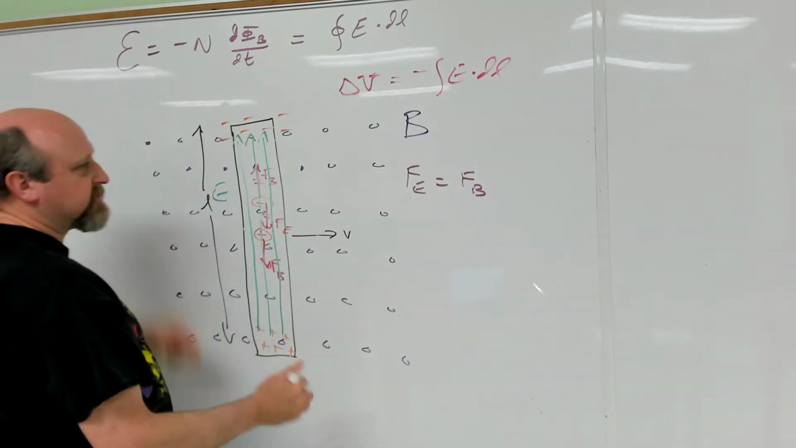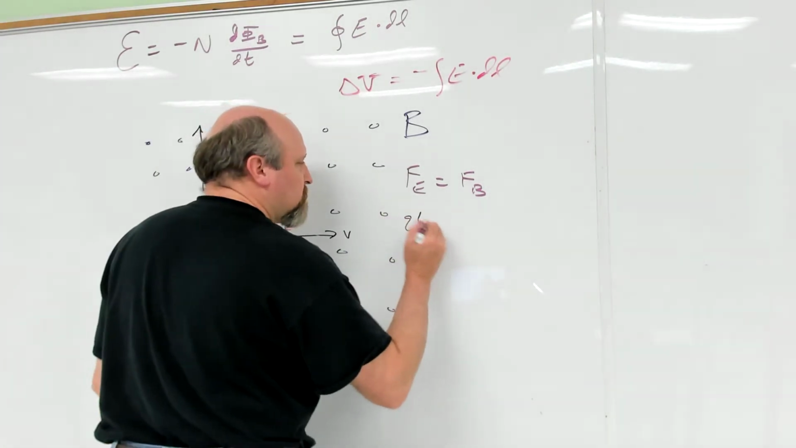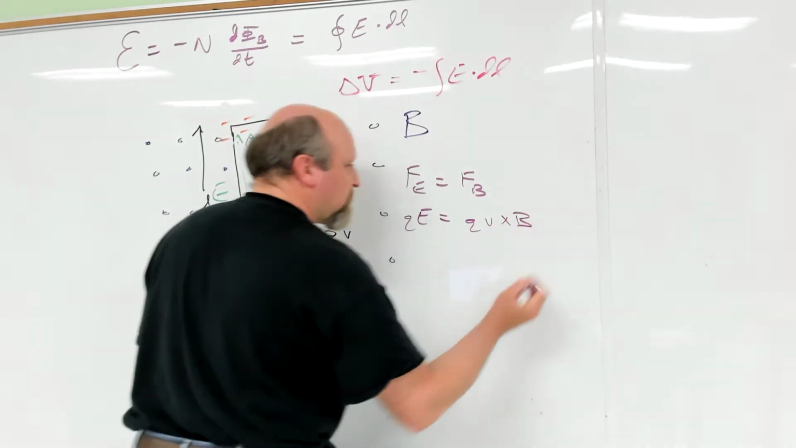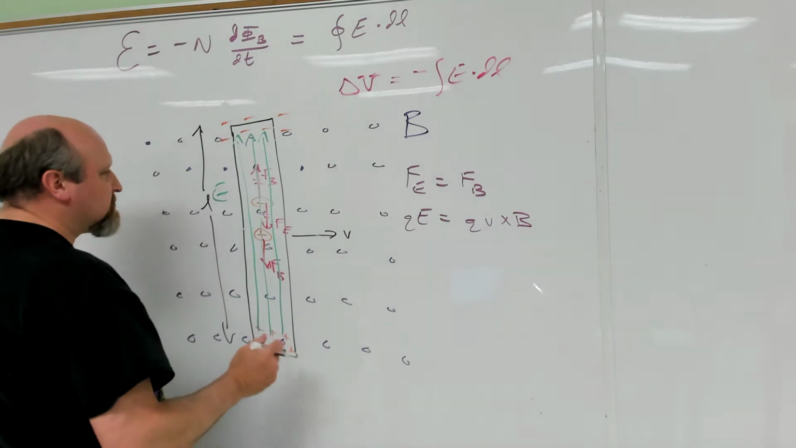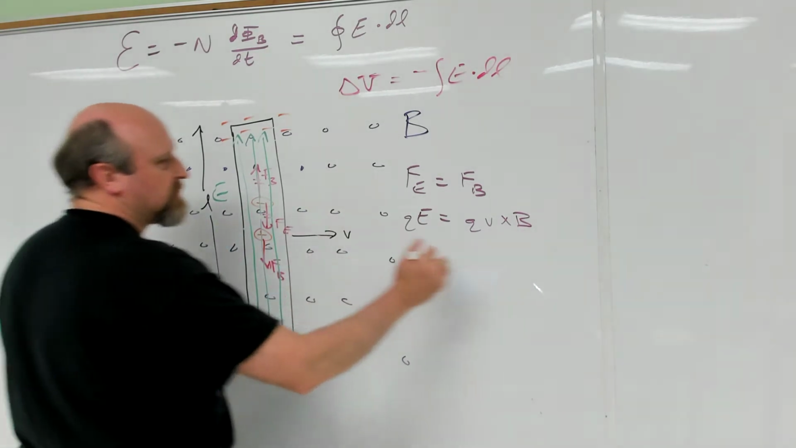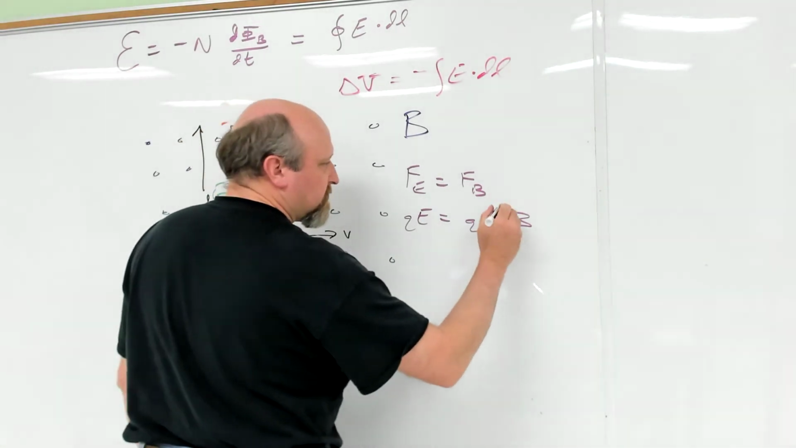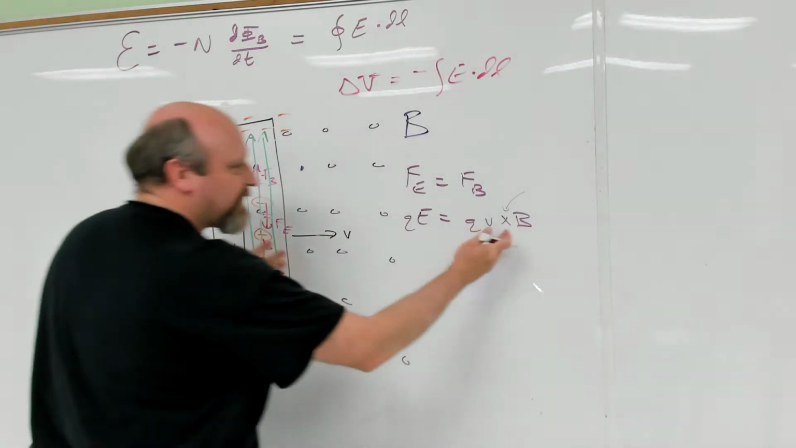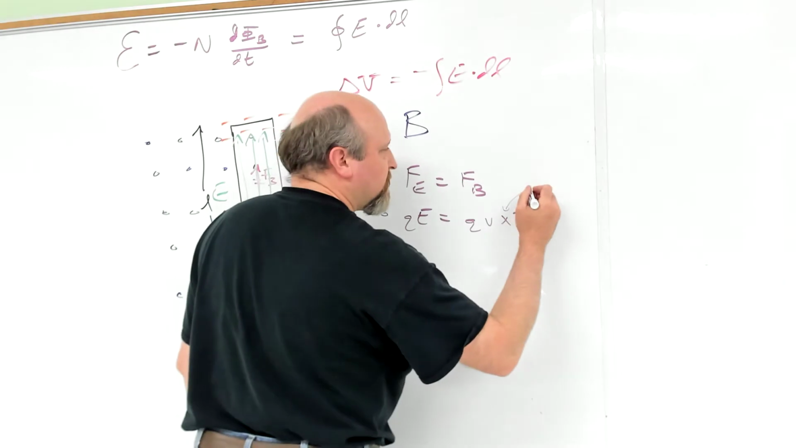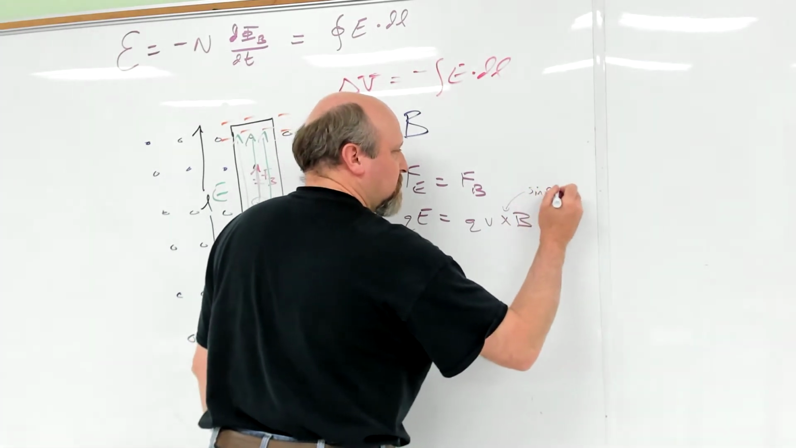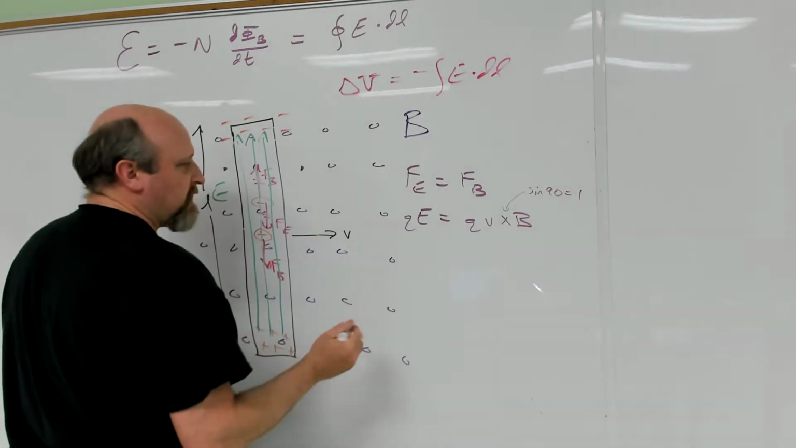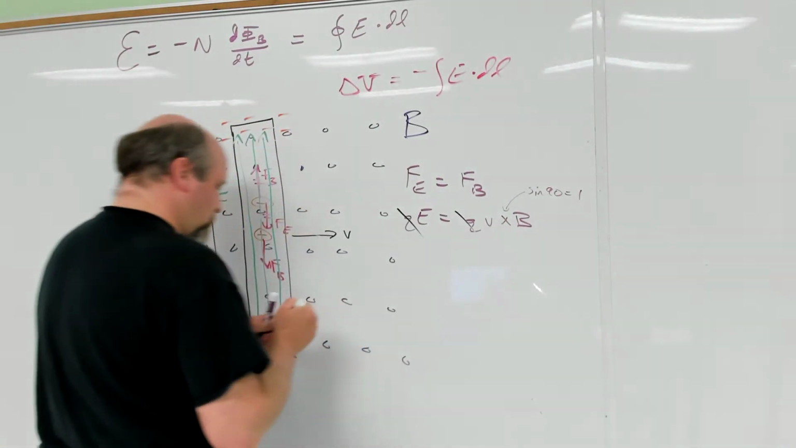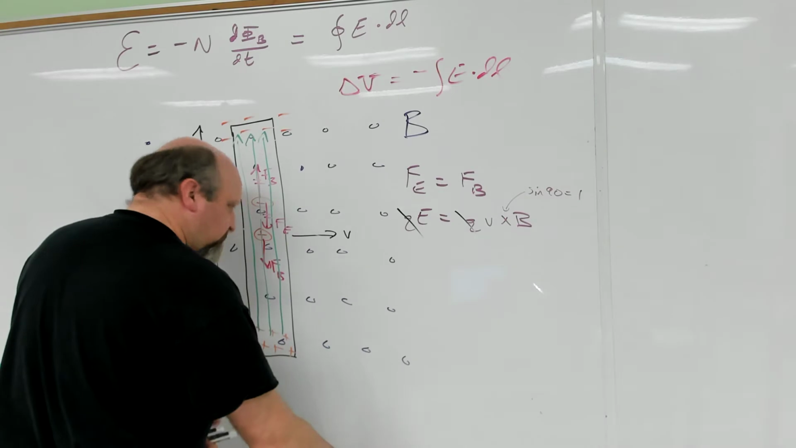Maybe we're trying to find the voltage there. Well, that's going to be qE equals qv cross B. In this case, I'm going right across the field lines. The angle between v and B is 90 degrees. We could do a problem with the field lines being slanted, so that's not 90 degrees, but no big deal for this one. It'll be a sine of 90, which is 1. That q drops out, and so now I know how big the E field is.